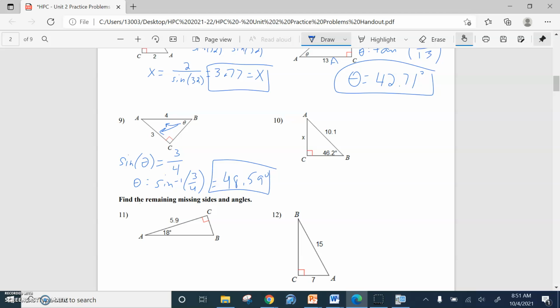10 again is going to be sine. We're given the angle, the opposite of that, and the hypotenuse. The nice thing is this time we're given 46.2 degrees. X is on the top and 10.1 on the bottom. You simply multiply them across. 10.1 times sine of 46.2, you get X equal to about 7.29 units. So there it is.